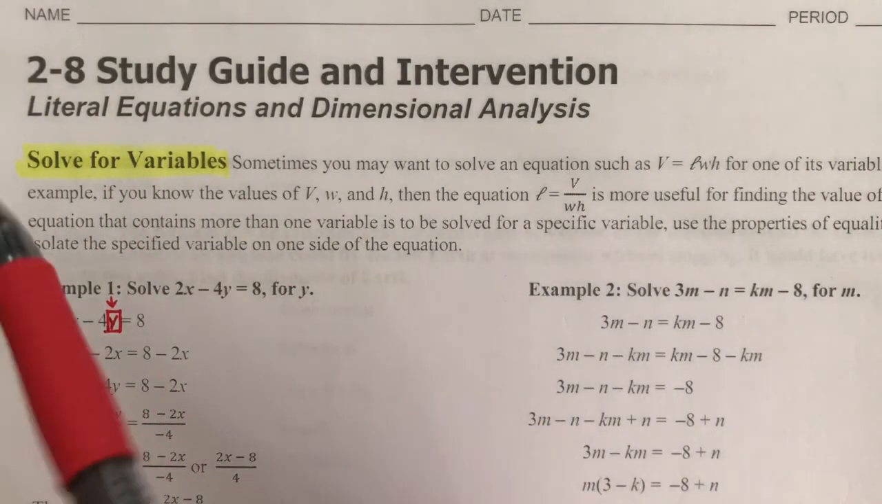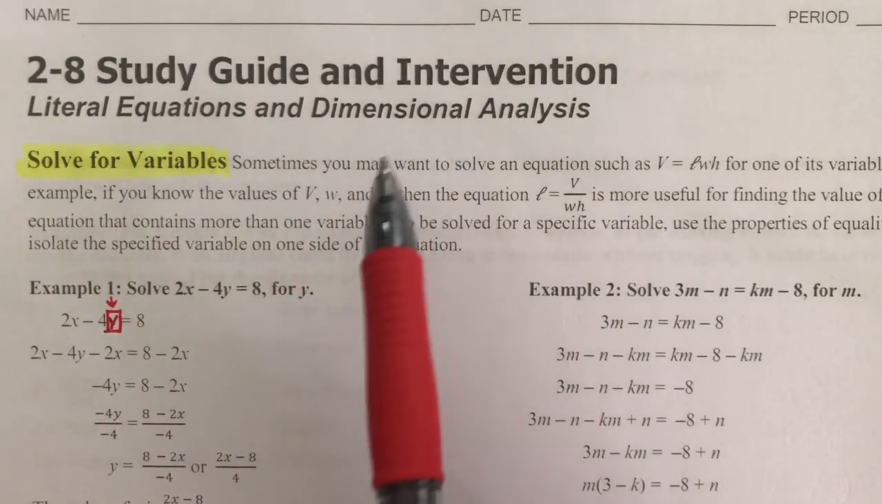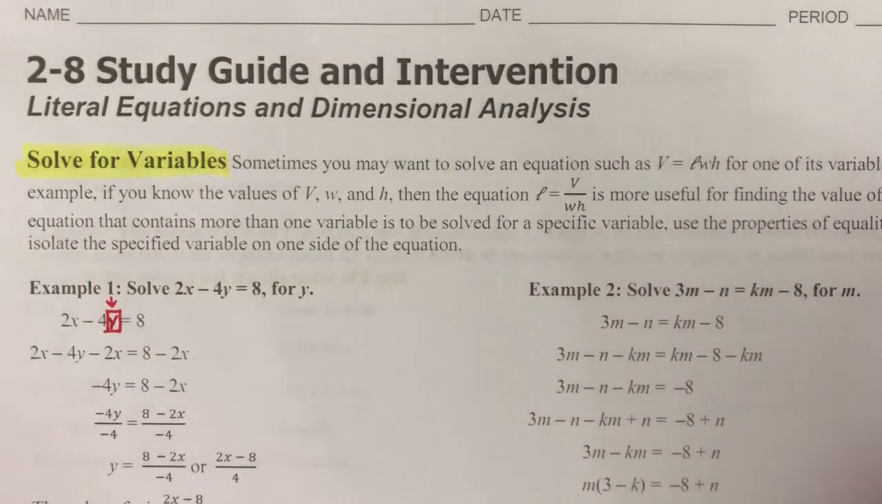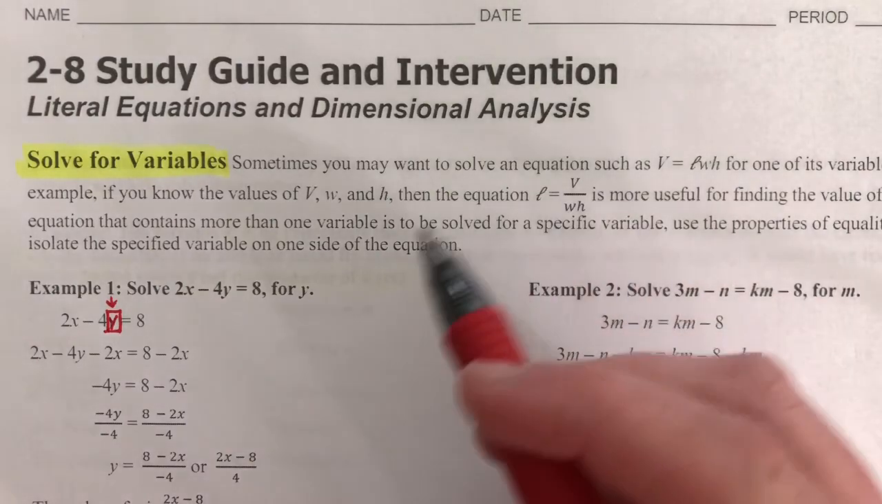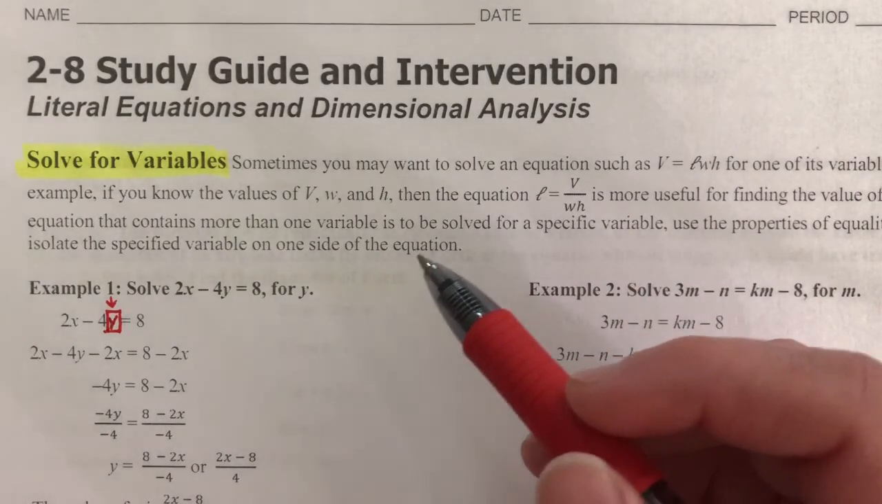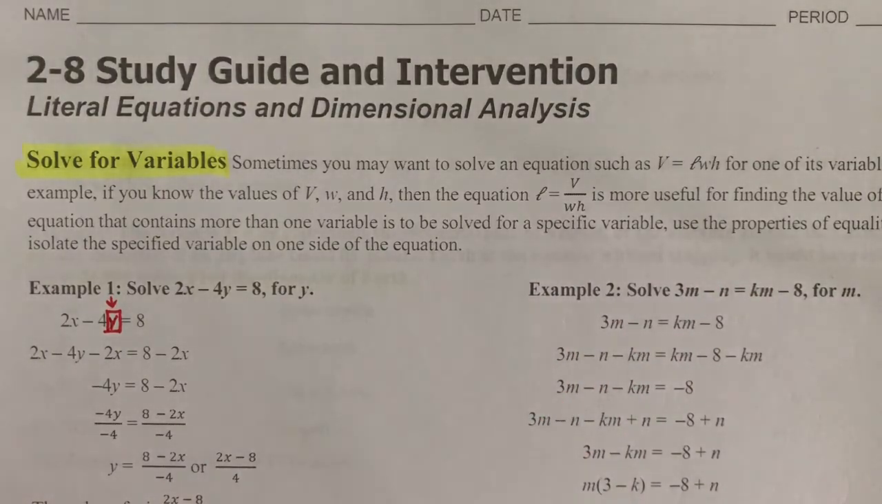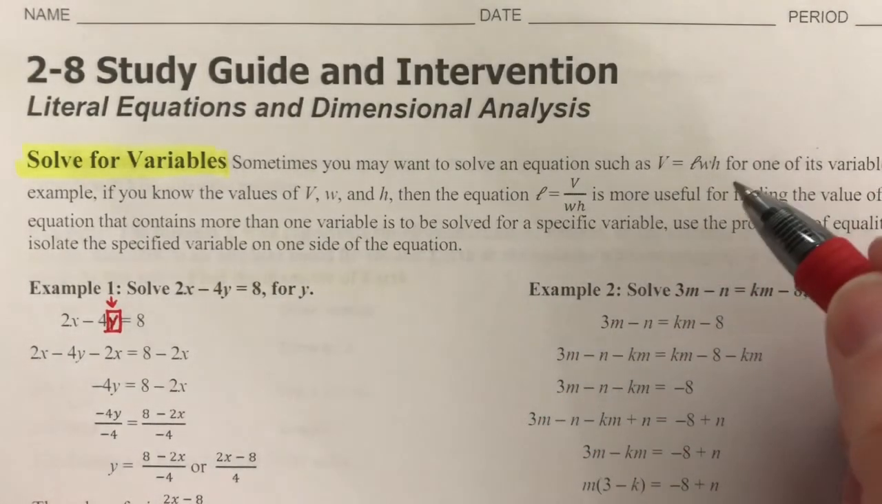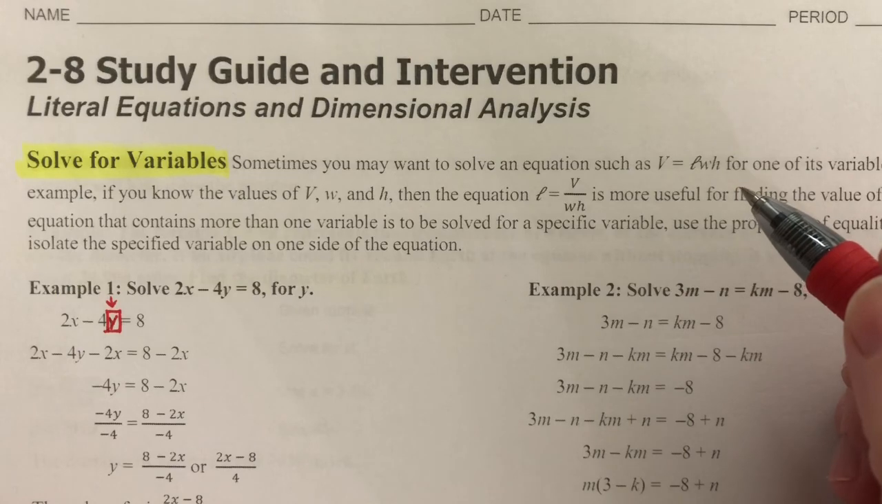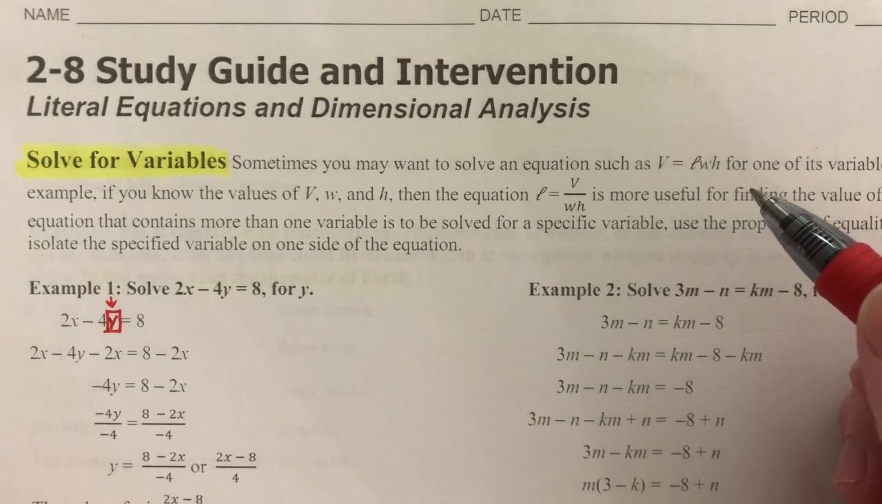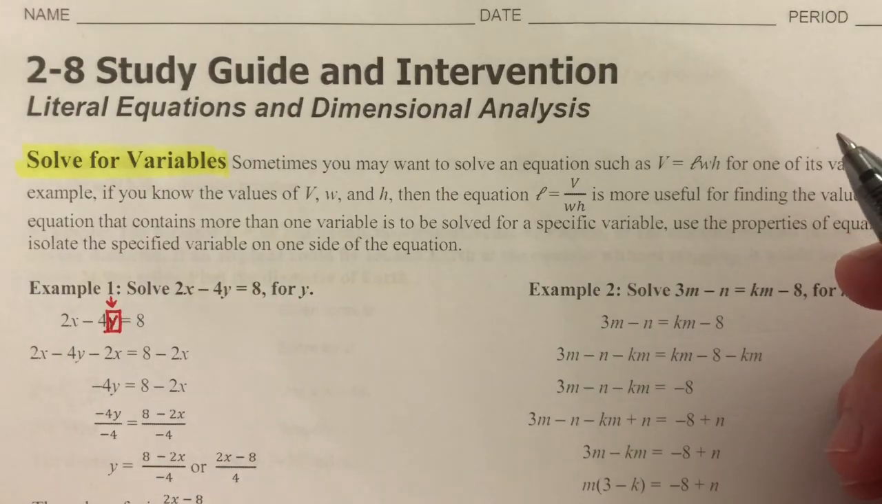This lesson is called literal equations and dimensional analysis, and that sounds like so hard, right? That sounds like, wait, what is she even talking about? It is so much easier than that, I promise you. The only thing that we are really doing for the front and back of these notes for this whole lesson is rearranging an equation that has several different variables to get one of those variables by itself on one side of the equal sign.